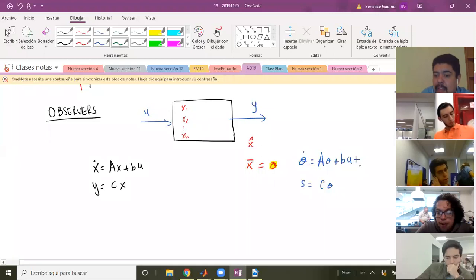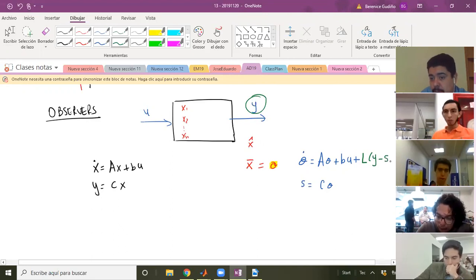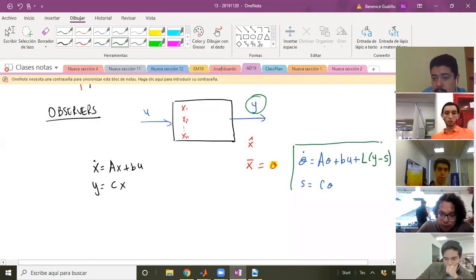So what I'm going to add in here is something that is called a gain times, what do we know about this system? What do we really know about this one? Here we can measure the output. Okay, let's use the output Y minus the observed output. Okay? So this is what is going to be called an observer.